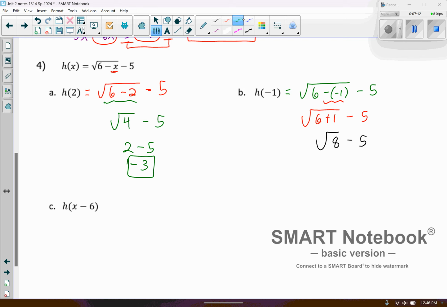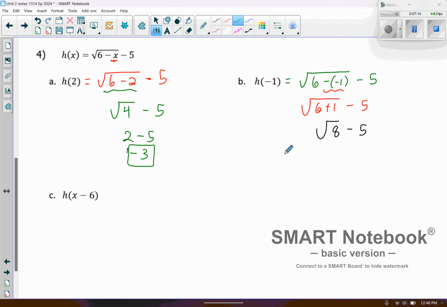And if you can simplify the radical, we do want to do that. And in this case, we can. We're going to break that into the square root of 4 times the square root of 2. And I can take the square root of 4 because it's a perfect square. So we're going to end up with 2 square roots of 2 minus 5. And there we go.